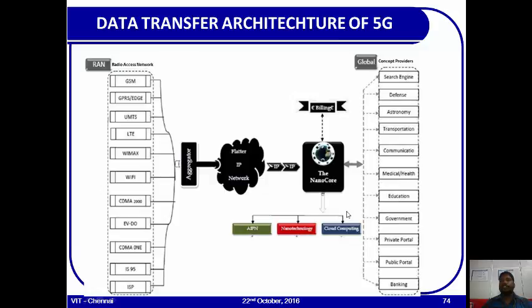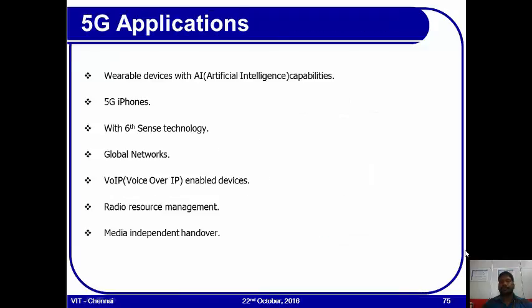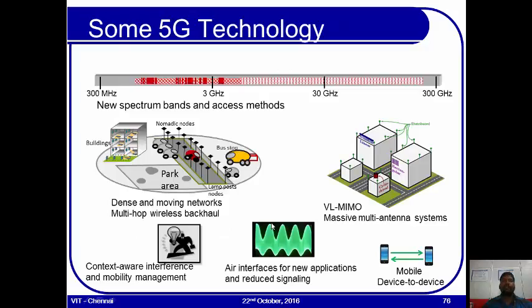nanotechnology, cloud computing. The other end, the global market is going to be search engine, defense, astronomy, transportation, communication, medical, education, government, private portal, public portal, banking. The 5G applications are wearable devices with artificial intelligence capabilities, 5G iPhones with sixth sense technology, global networks, voice over IP enabled devices, radio resource management, media independent and over.